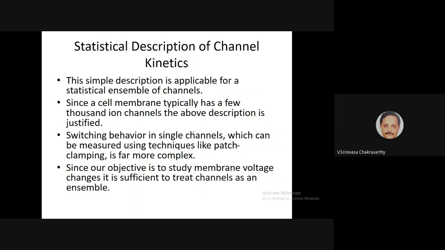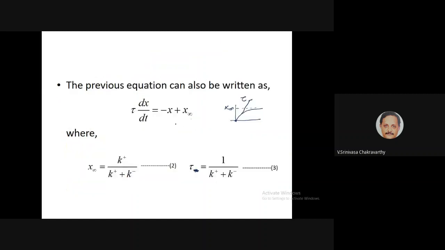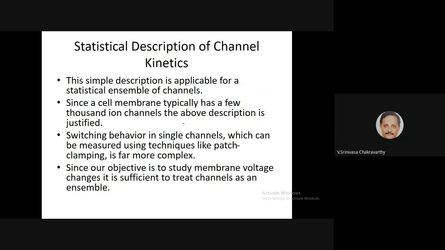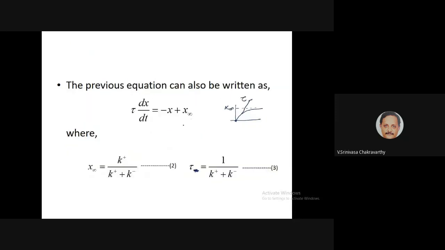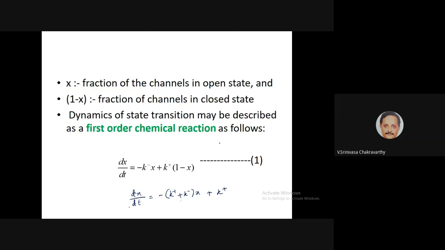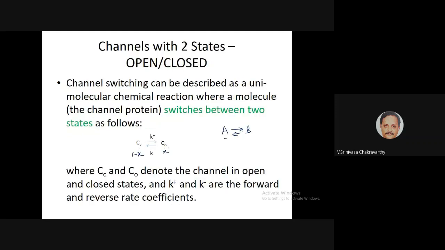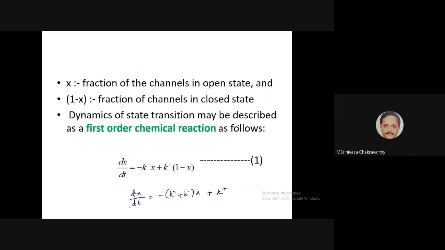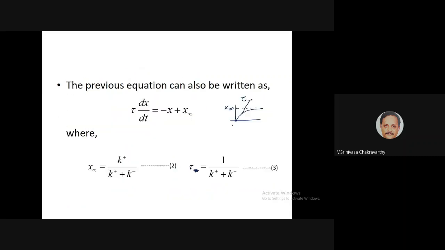Now note that when we are describing this kind of dynamics, we are not describing the dynamics of a single channel, because single channel dynamics can be pretty complicated. This is only because the law of mass action is a statistical law. It says that if you look at a large number of molecules, where one becomes another, A to B, B to A, then the concentration of that chemical varies in this fashion. So the law of mass action is a statistical law.